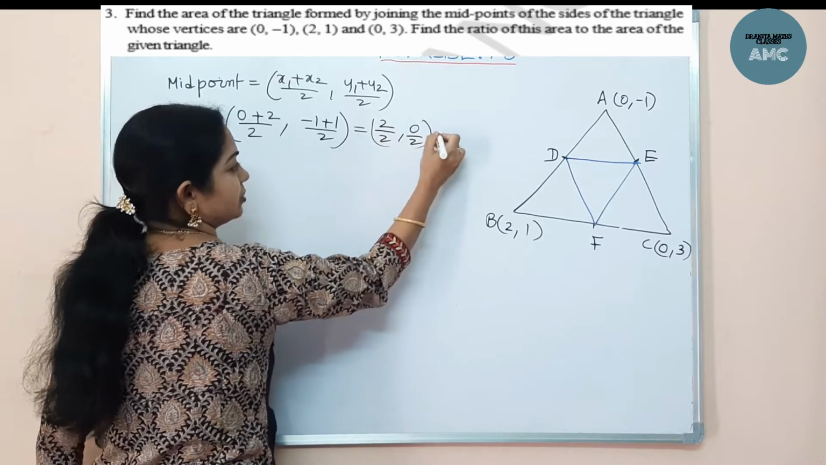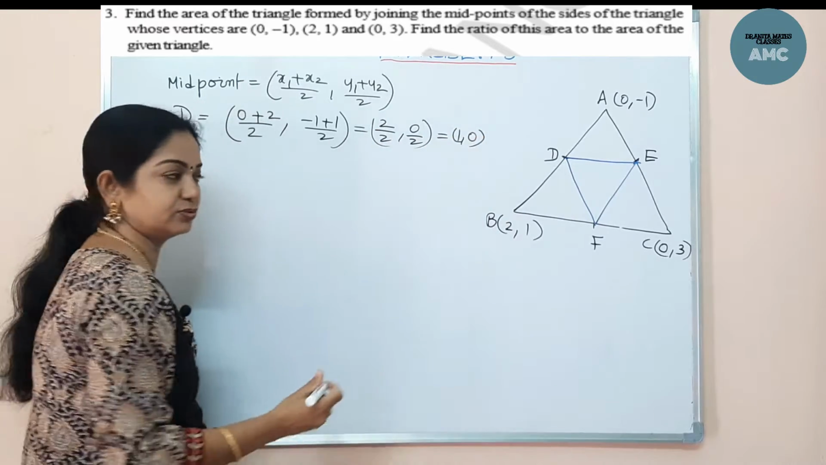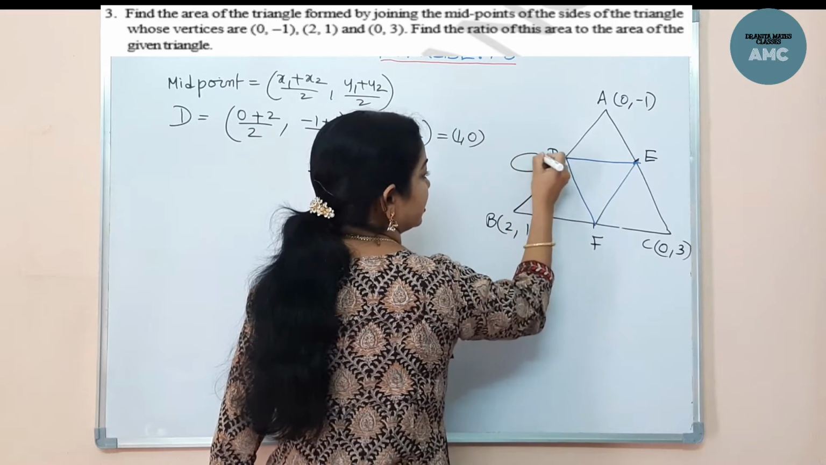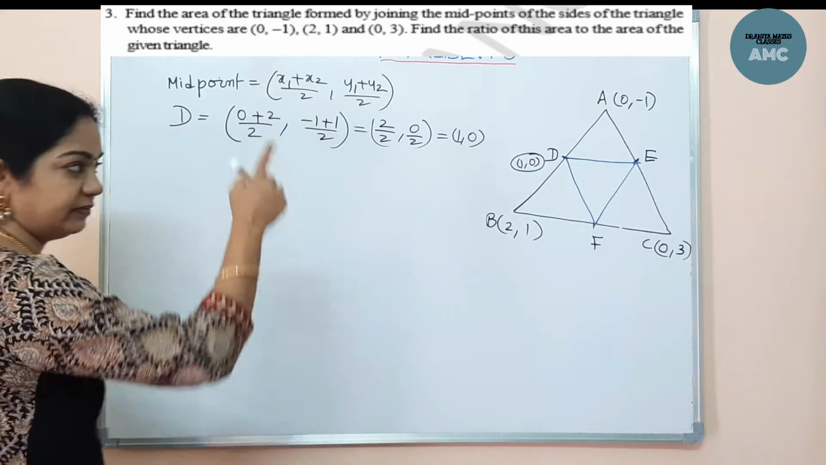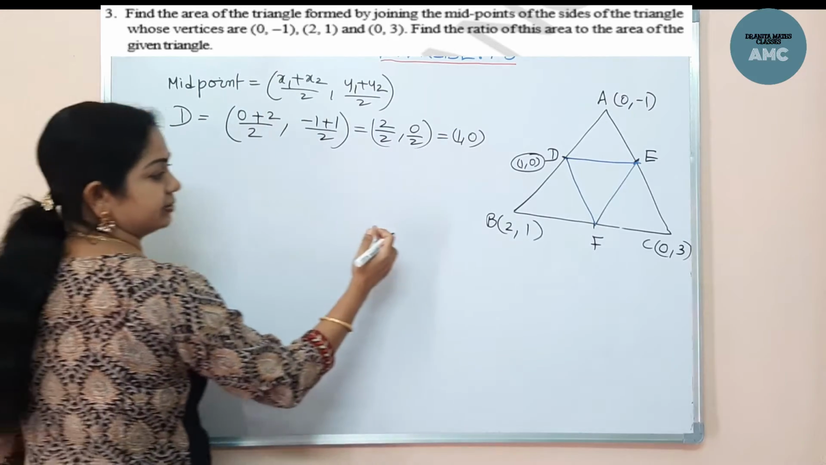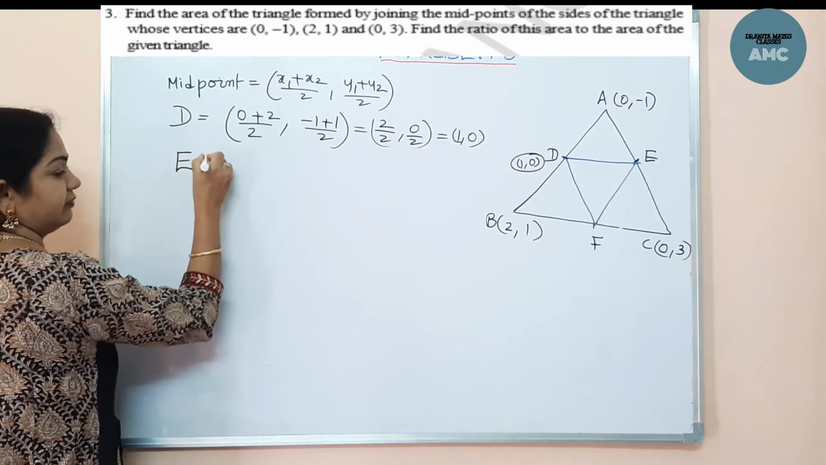So, that is (1, 0), the D value. We found out the D value, that is (1, 0). Right. Now we will find the next one, E.